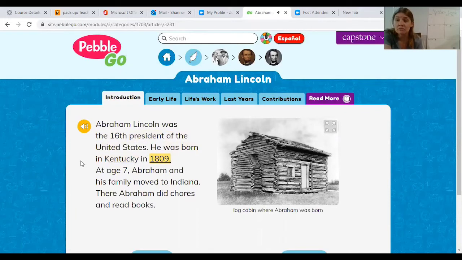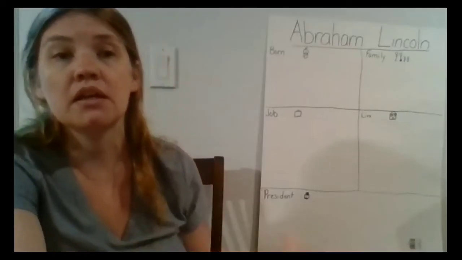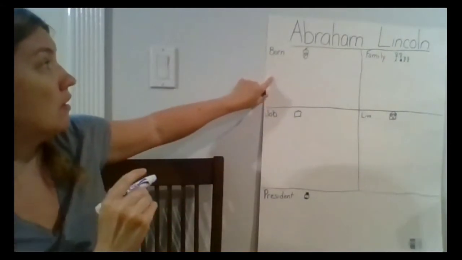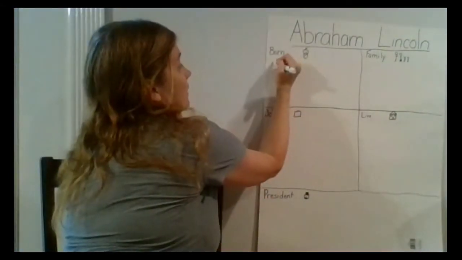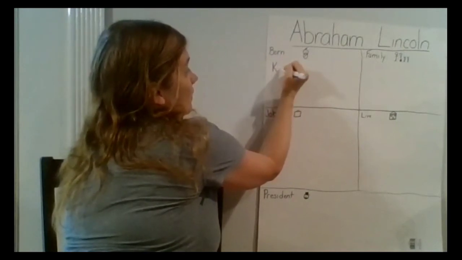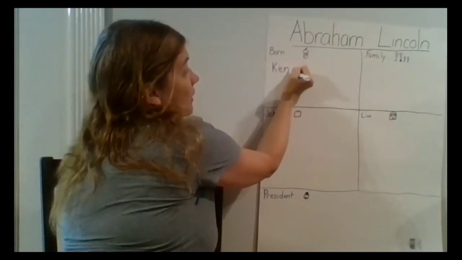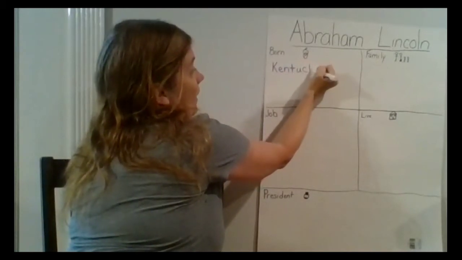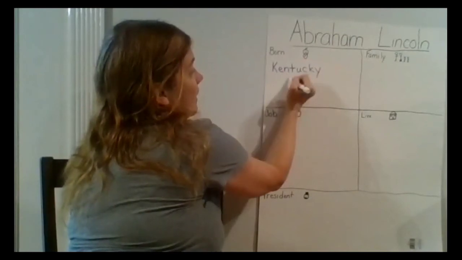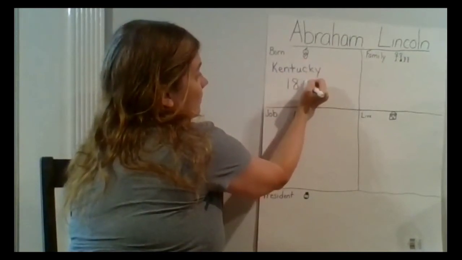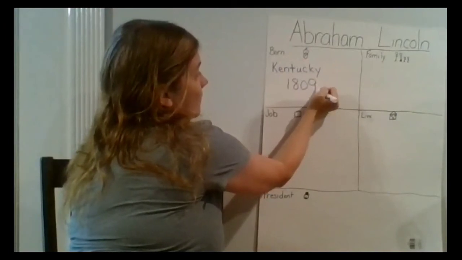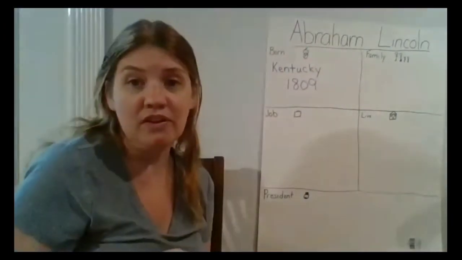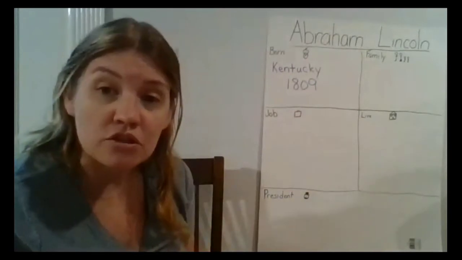Okay, so right there it talked about when he was born. So on my chart, I'm going to come back over here so you guys can see me nice and big. And under born, I'm going to write that he was born in Kentucky. And you'll be able to copy this directly from the website when you're doing it. And I know he was born in 1809. And look, I have my first box filled. We just did research, boys and girls.